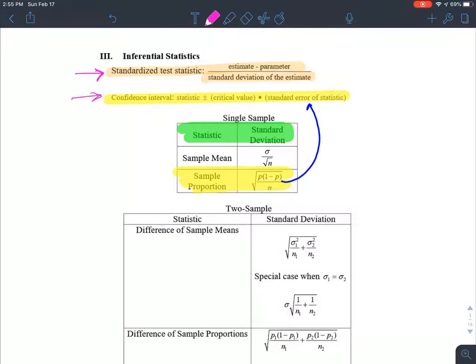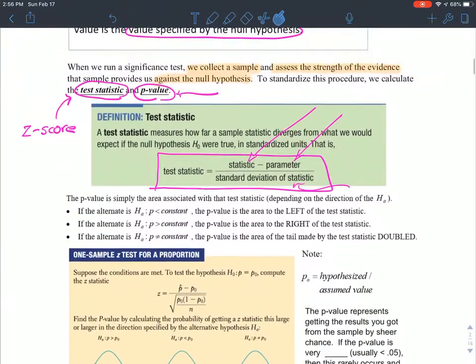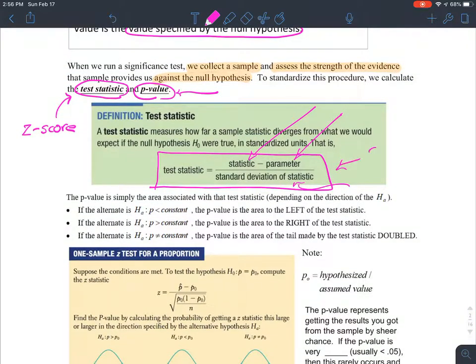What you're going to need to do for the sample proportion significance test is take the standard deviation for your sample proportion, and that's going to get plugged into the denominator portion here for your test statistic. I just want to reference that so you understand that this is technically on the formula sheet that you're given.